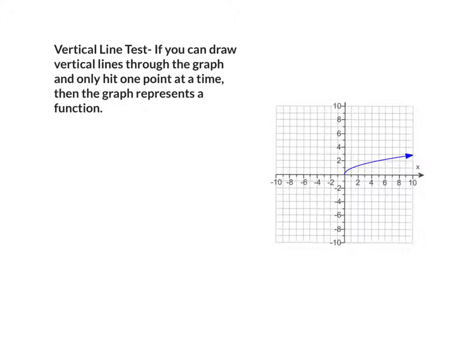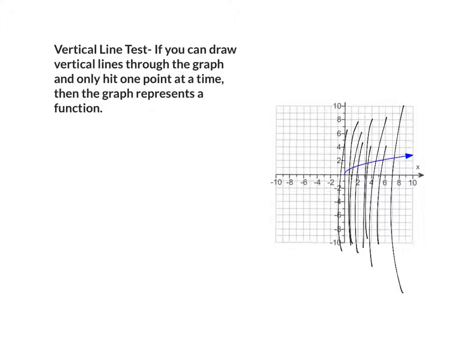One way to test to see if a graph is a function is to do what's called the vertical line test. If you can draw vertical lines through the graph and only hit one point at a time, then the graph represents a function. So that would be me drawing multiple vertical lines. If I can only ever hit one point on the graph anytime I'm drawing these vertical lines, then it is a function. So this is an example of a function because it passes the vertical line test.